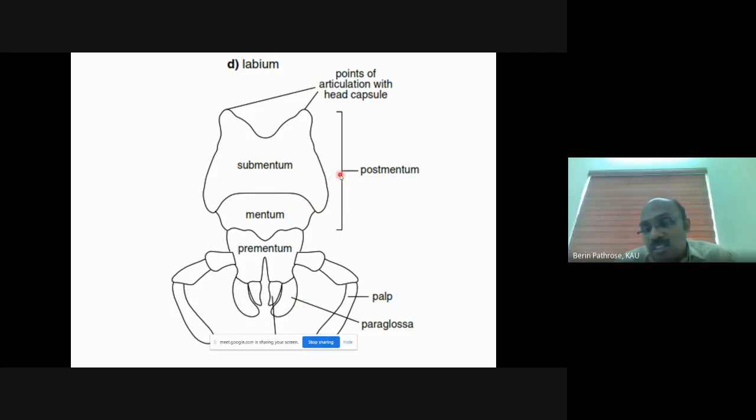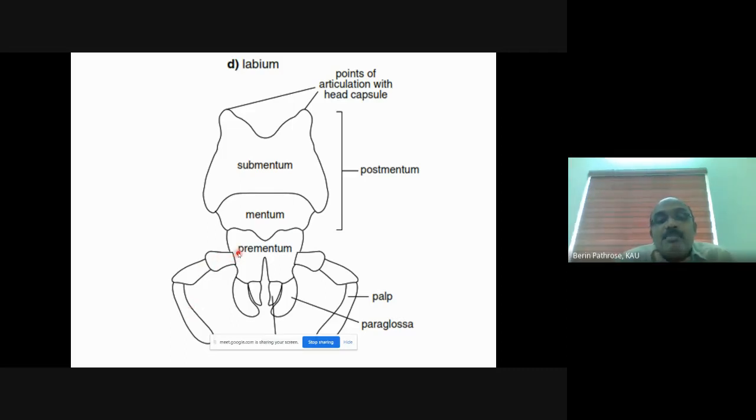So we have postmentum, which is similar to cardo, and prementum, which is similar to stipes. At the tip of the prementum, we have two lobe-like structures. The inner one is glossae and the outer one is paraglossa. And on the lateral part of the prementum, just like stipes, on its lateral side, we had a five-segmented maxillary palpi in the case of maxillae. Here, on the lateral part of the prementum, we have a three-segmented labial palp. That's one difference. 1, 2, and 3.